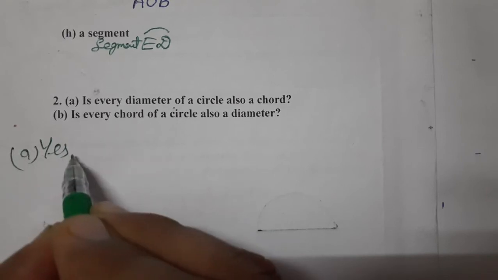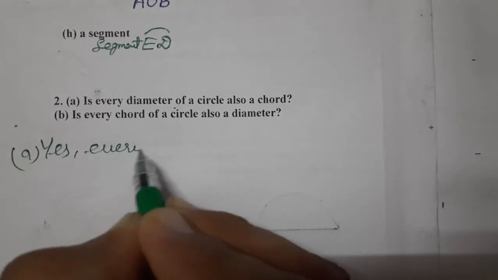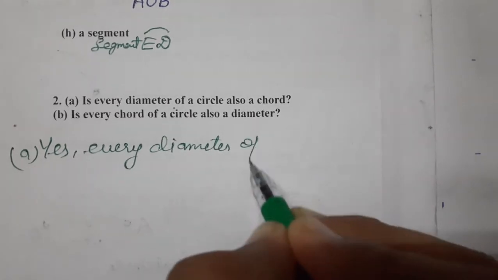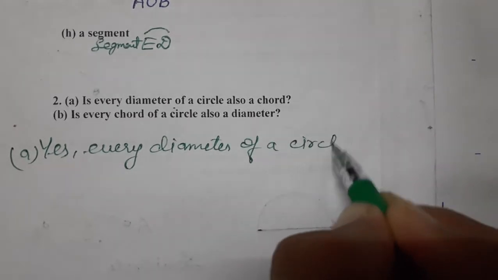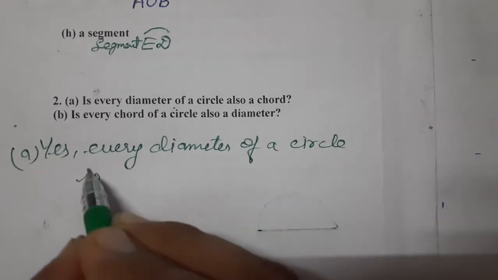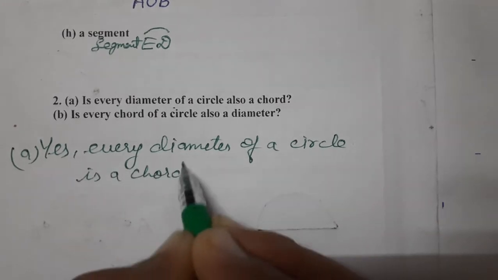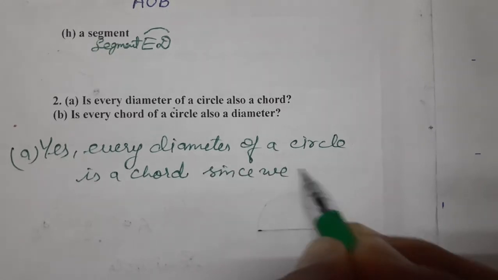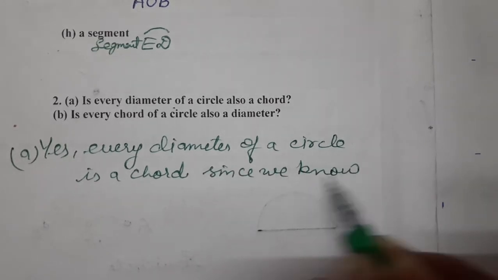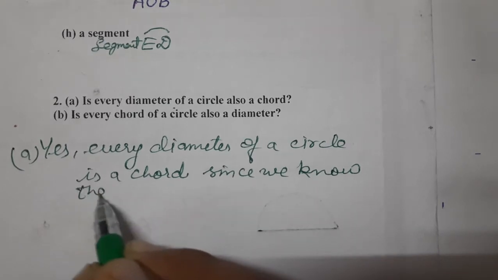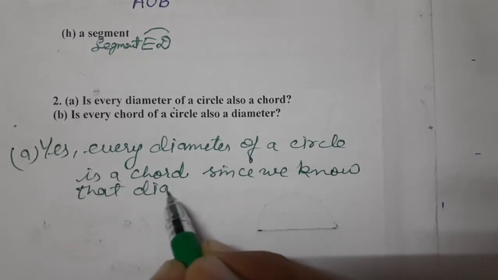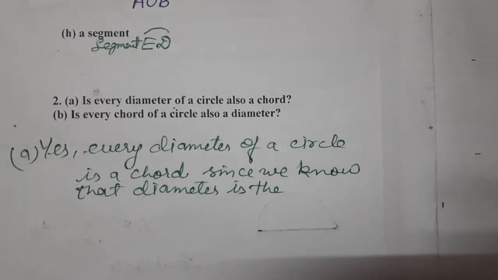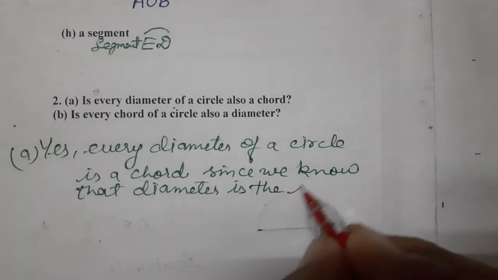First answer, yes. Every diameter of a circle is a chord, since we know that diameter is the longest chord of the circle.